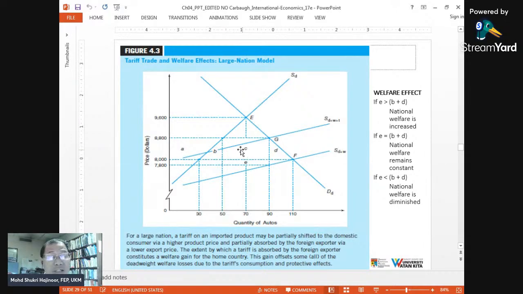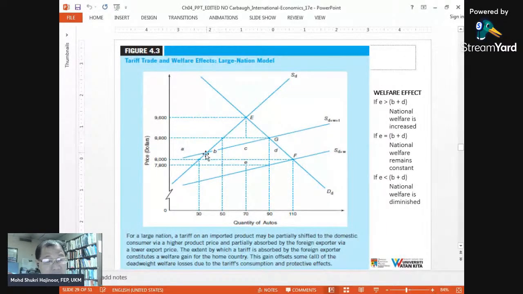C goes to the government. Government collected 40 units times the price, 800. You can calculate this. Okay. D, same. D doesn't go to nobody. Another deadweight loss, because this is inefficient consumption. Consumption has reduced 110 to 90. Reduced because of artificially high prices because of tariff.